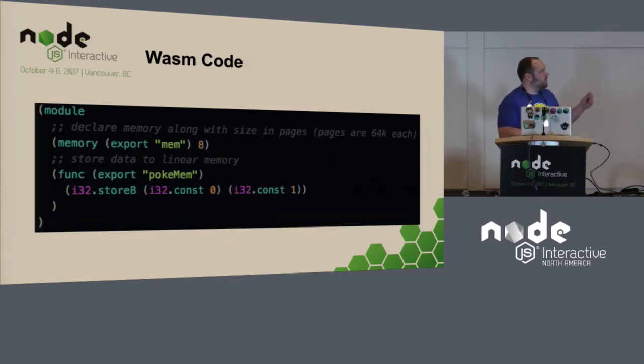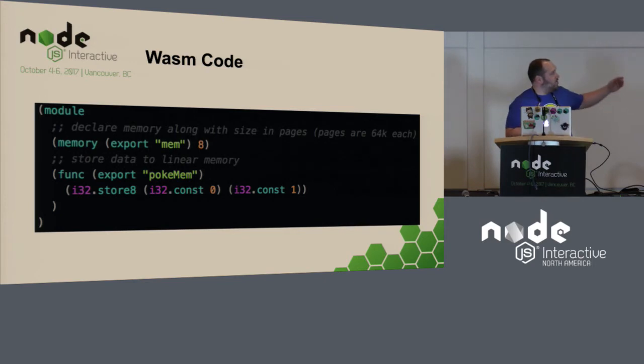Now, how do we declare memory? In WebAssembly, if you want to use linear memory, by default you have linear memory, and you can declare it like this, and I can even export it so JavaScript can use it. So you can see on the third line there, I'm exporting a memory called mem, and that's how I'll reference it in JavaScript. And it's 8 pages. Each page is 64 kilobytes.